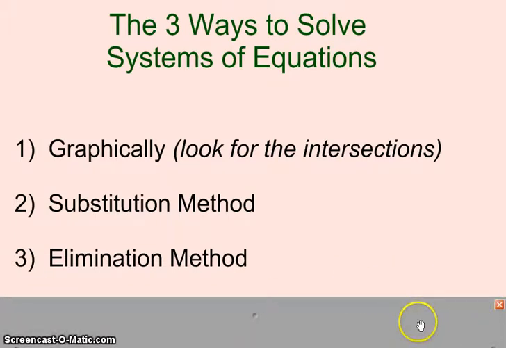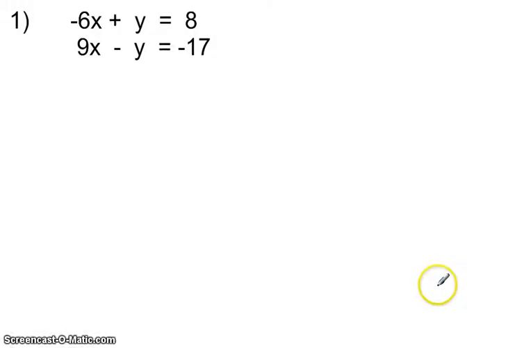And the elimination method actually is my favorite way to do it. I do systems of equations probably 75% of the time using the elimination method. But each of them has their place. Sometimes it's nice to do it graphically. Sometimes substitution works out really well. But elimination, like I said, is my favorite. So I'm going to take you through 4 examples, and hopefully you'll get a good feel for it.